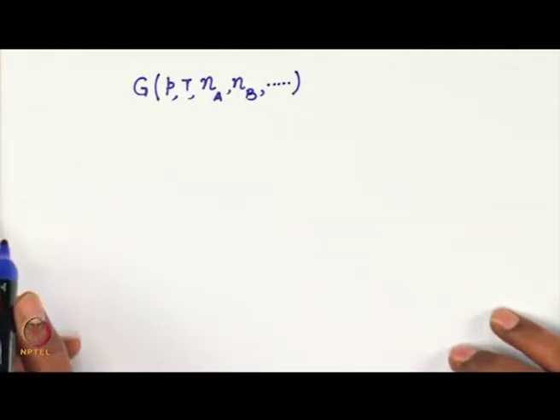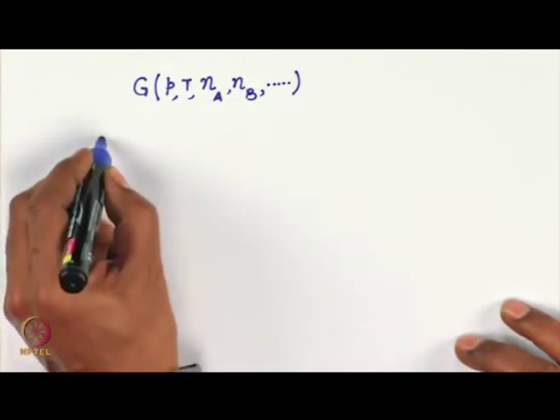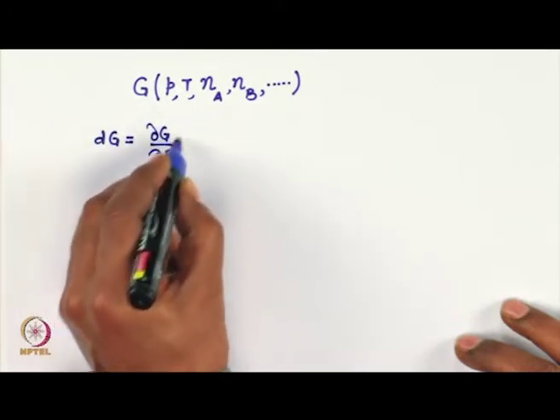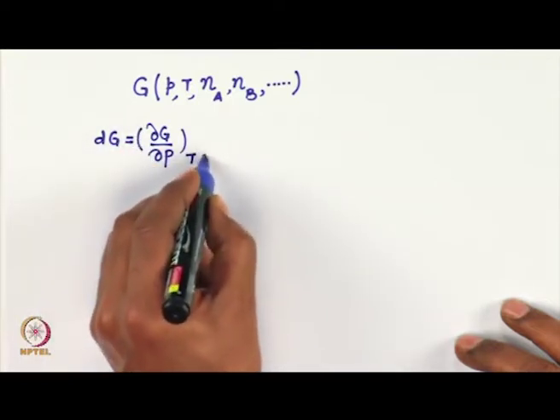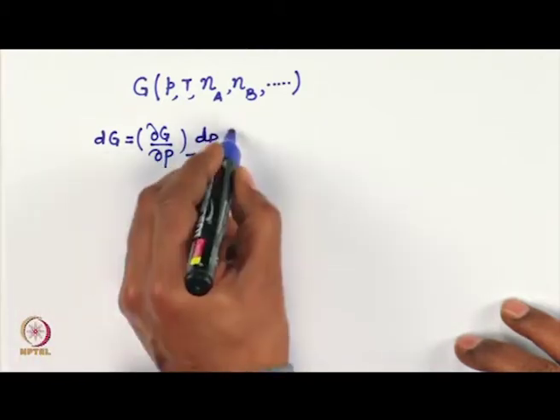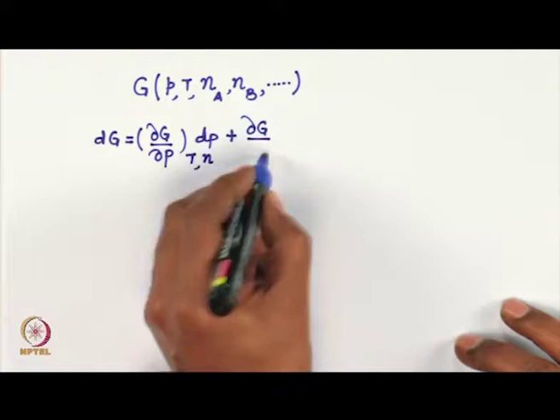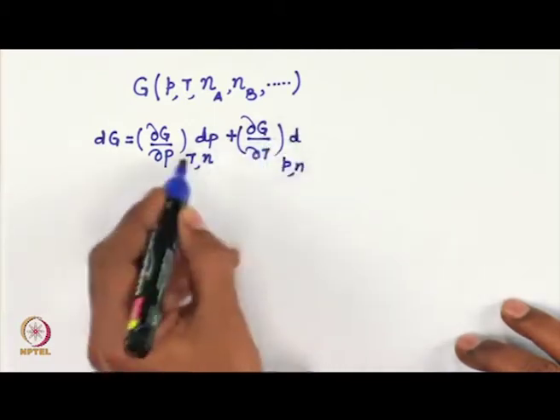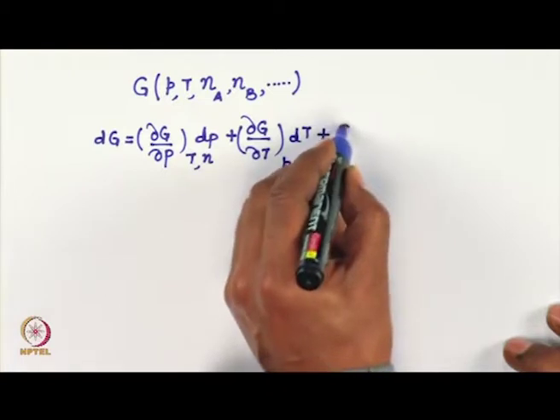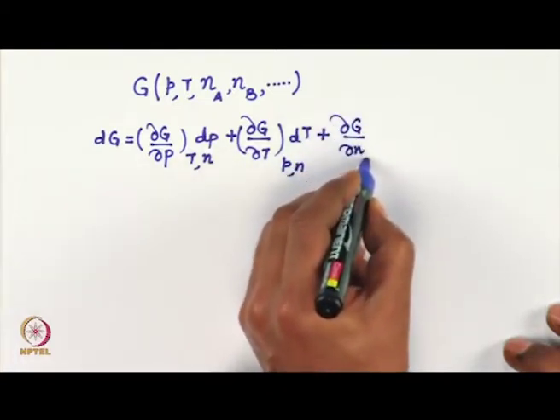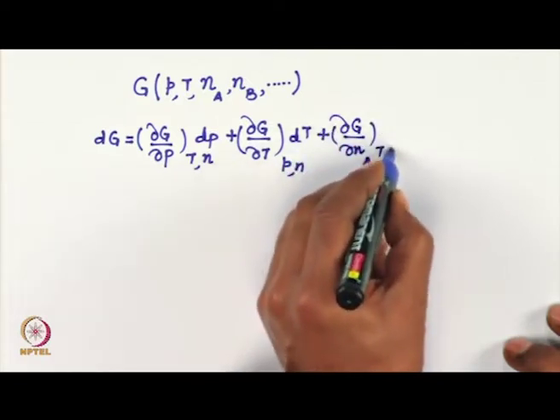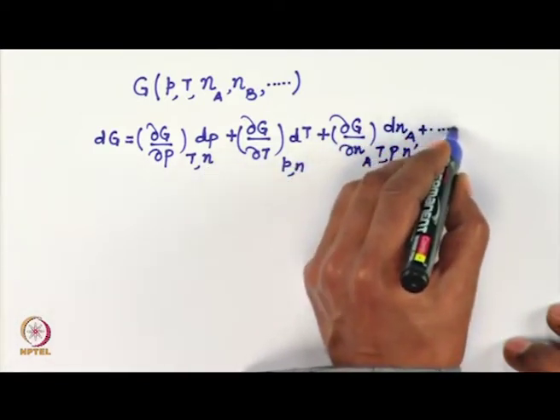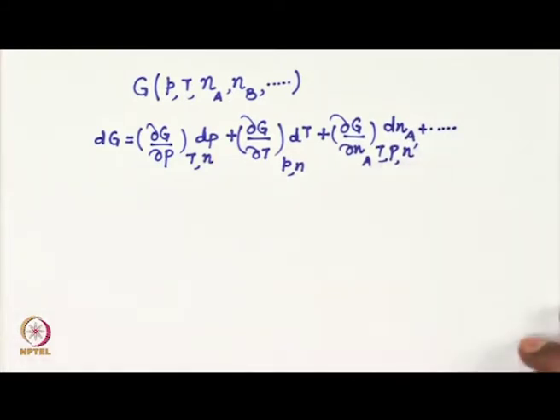And now, if there is a small change, then dG will be written as partial derivative of G with respect to P at constant temperature and composition dP, plus partial derivative of G with respect to T at constant pressure and composition dT, plus partial derivative of G with respect to NA at constant temperature, pressure, N prime, dNA, plus further in terms of NB, etc.